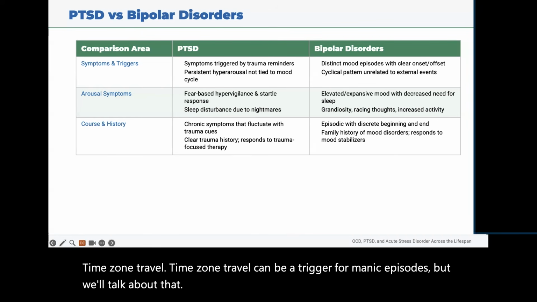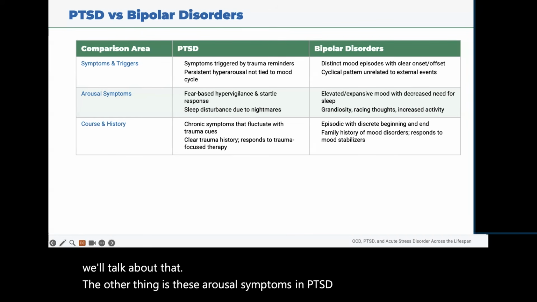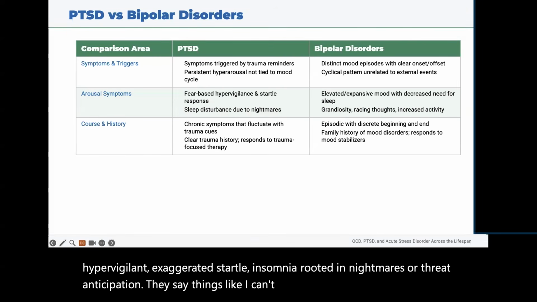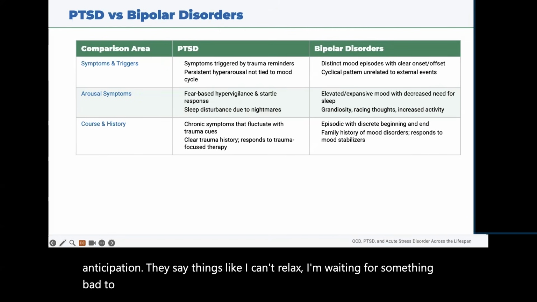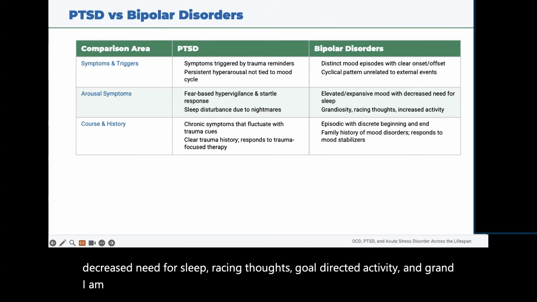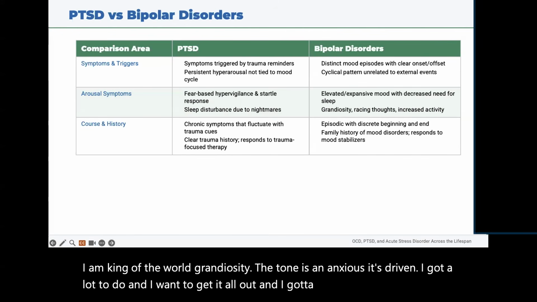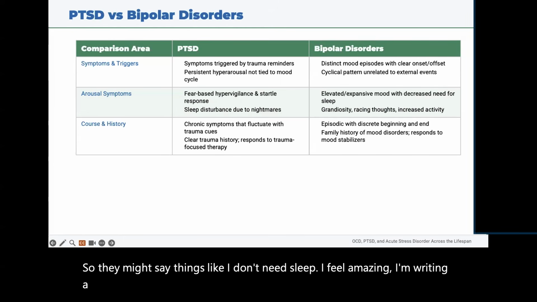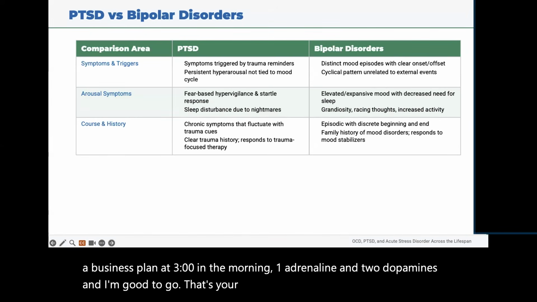The other thing is these arousal symptoms. In PTSD, again, it's fear-based, hypervigilant, exaggerated startle, insomnia rooted in nightmares or threat anticipation. They say things like, I can't relax. I'm waiting for something bad to happen. Bipolar arousal, by contrast, is energy-based. There's a decreased need for sleep, racing thoughts, goal-directed activity, and I am king of the world grandiosity. The tone isn't anxious, it's driven. I got a lot to do and I want to get it all out and I got to go. That's bipolar. So they might say things like, I don't need sleep. I feel amazing. I'm writing a business plan at 3 o'clock in the morning, one adrenaline and two dopamines, and I'm good to go. That's your bipolar person.